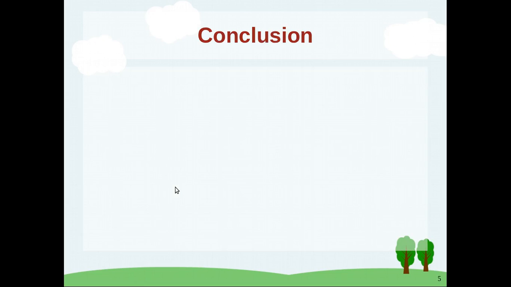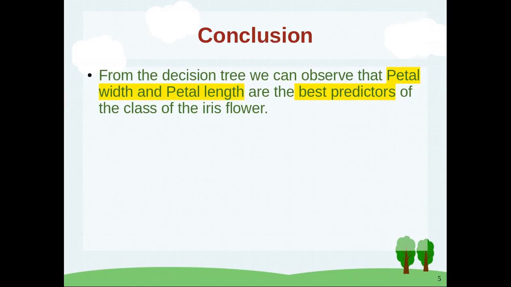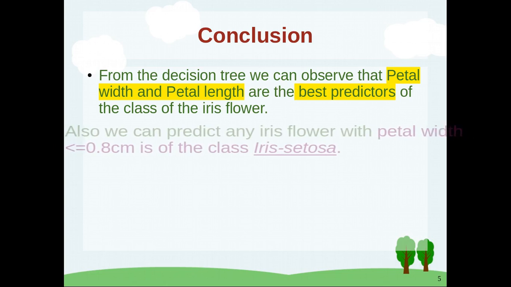Now let's see the conclusions obtained from this decision tree classifier. From the decision tree we can observe that petal width and petal length are the best predictors of the class of the iris flower. Like I showed, they are used for creating conditions for segregating into several classes.